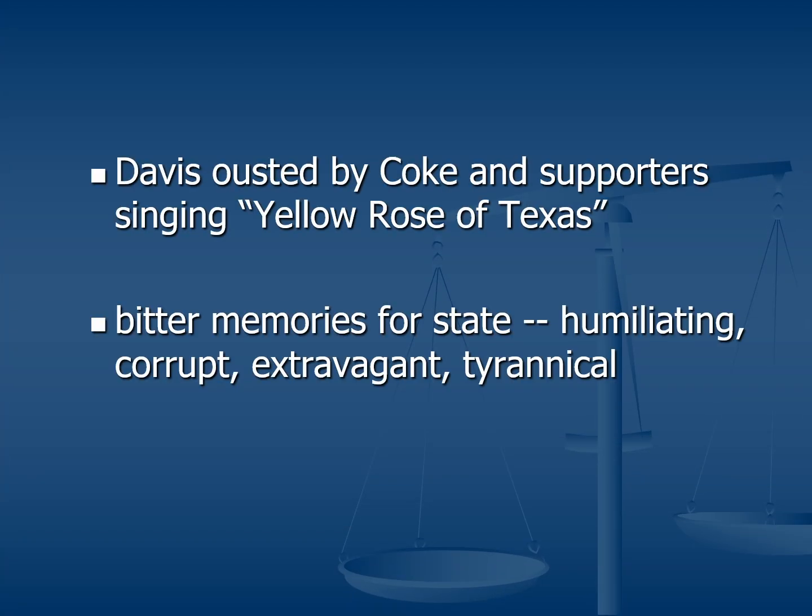And so the state militia came in and said, we want to take over, and we can only do that by getting rid of this E.J. Davis guy. So he was ousted by Coke and his supporters, and they actually marched down Guadalupe Street in Austin singing the Yellow Rose of Texas and physically threw him out of office. It left really bitter memories for the state because it was such a humiliating time for Texas, so corrupt, so extravagant, so tyrannical. It was just not a good day for Texas at all.